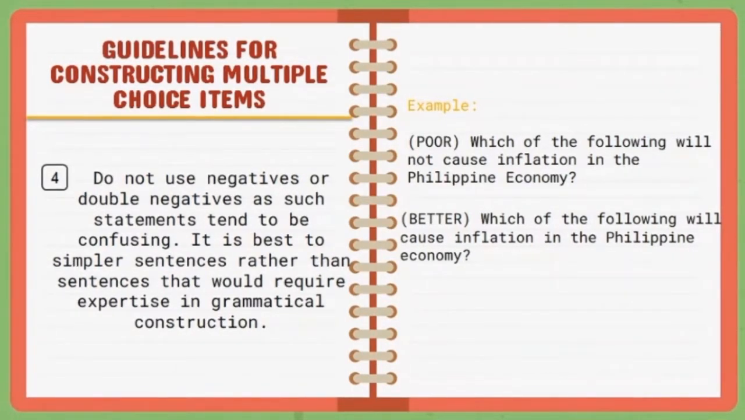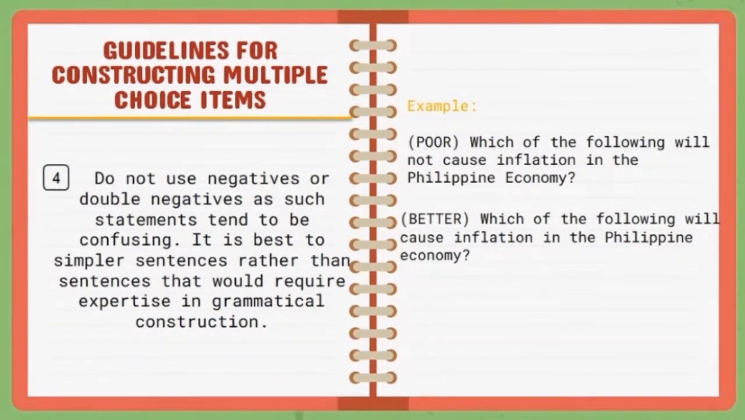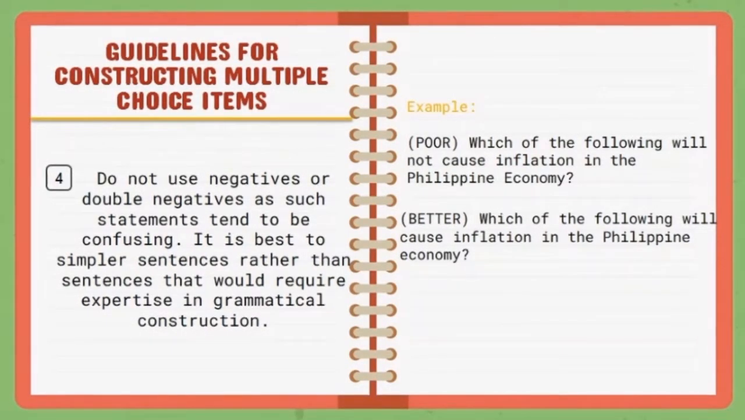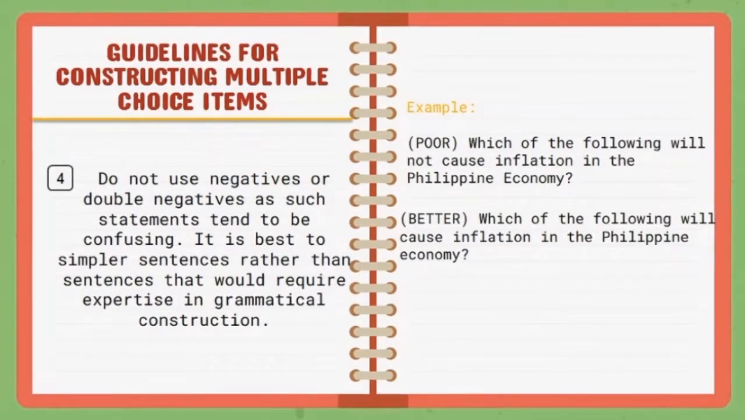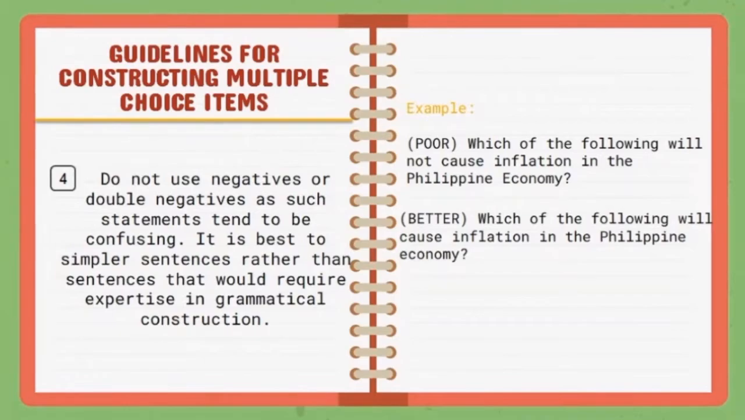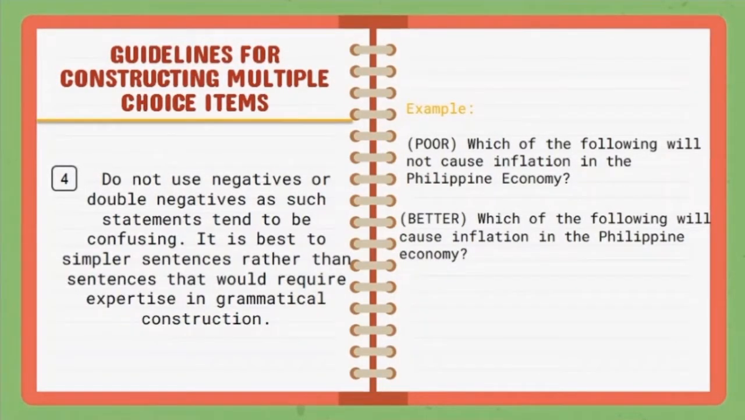So just like in the number 3 example, it is best to use simpler sentences rather than sentences that would require expertise in grammatical construction. So wag masyado nating pahirapan. Doon tayo sa madali, maintindihan and maayos.